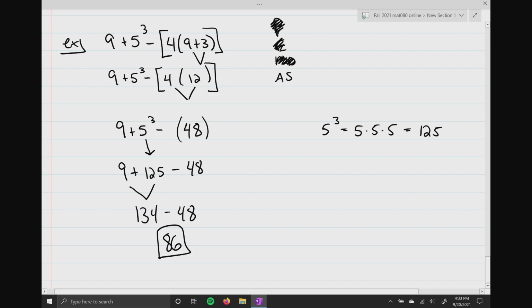As long as you follow the order of operations, it does not matter what problem I give you. Okay? It doesn't matter what problem I give you. You will always get the correct answer, provided your math is correct. The order of operations is the recipe on how to simplify.